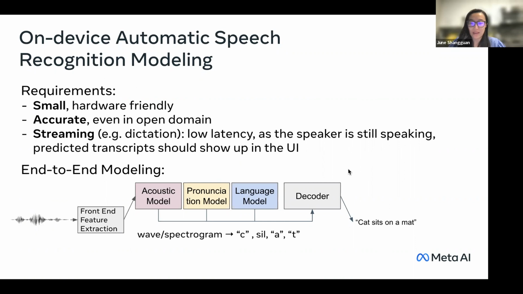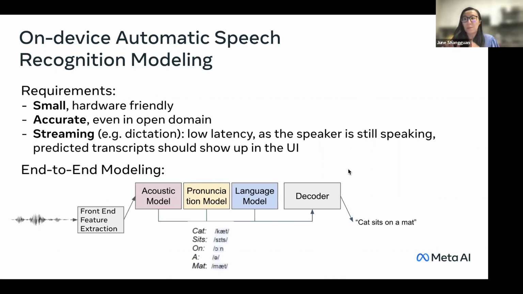The second part is the pronunciation model, where you basically have a map between the sound and the actual word inside the language. This is typically called a grapheme-to-phoneme model or grapheme-to-grapheme model, where you just have a dictionary. You can train this model using a neural network. And the language model at the next step is actually just to predict the next token based on the previous tokens the model has emitted. So here, given CAT SITS, you predict a MAT.